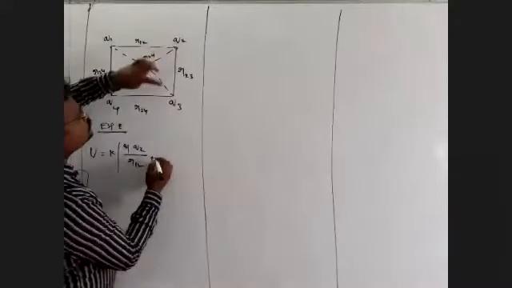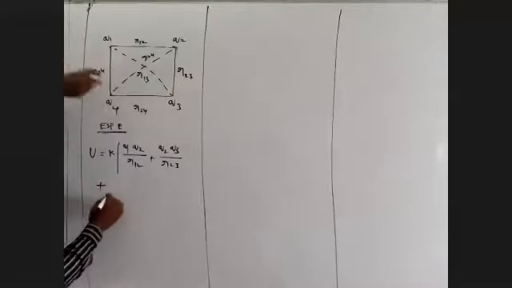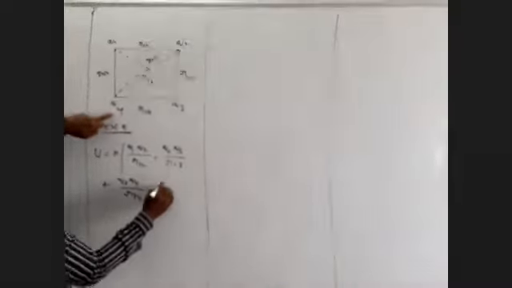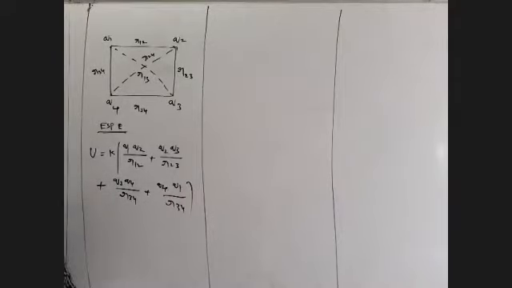How can you find that? U is equal to, what is the formula, K into Q1 into Q2 by the distance R12, plus Q2 Q3 by the distance between the two charges R23, plus Q3 Q4 by the distance between the charges R34, plus Q4 Q1 by the distance between the two charges R41. This is the electrostatic potential energy.